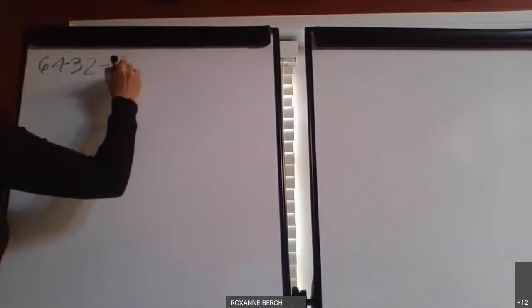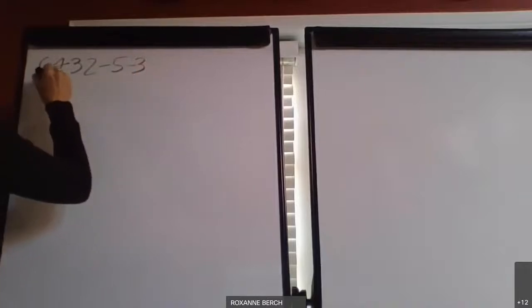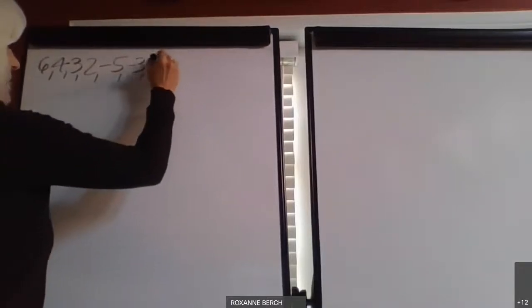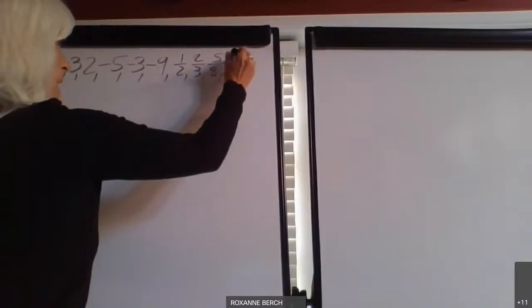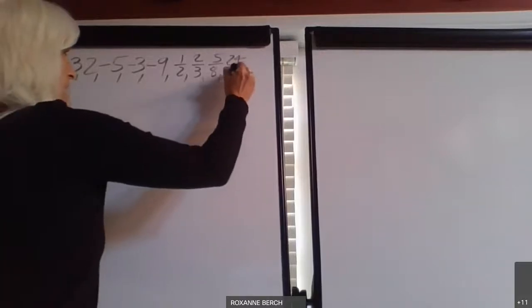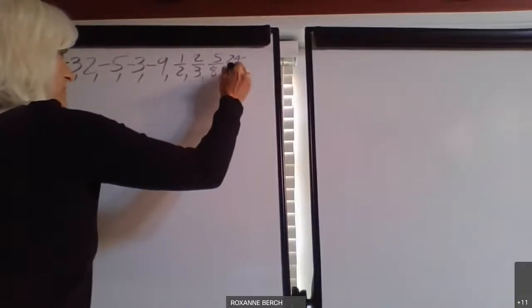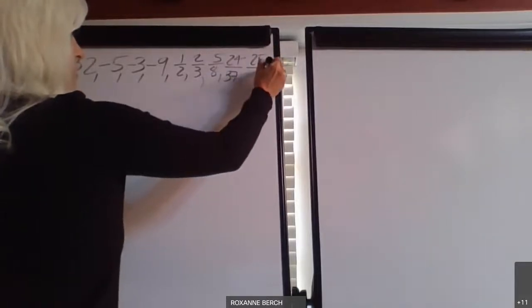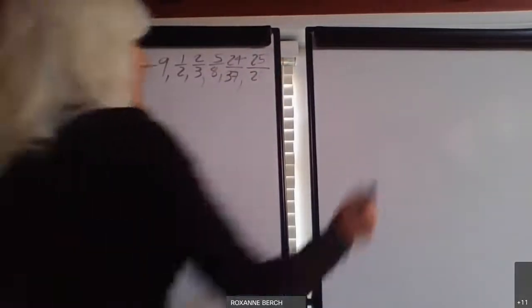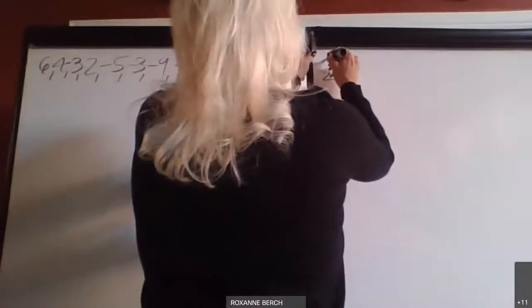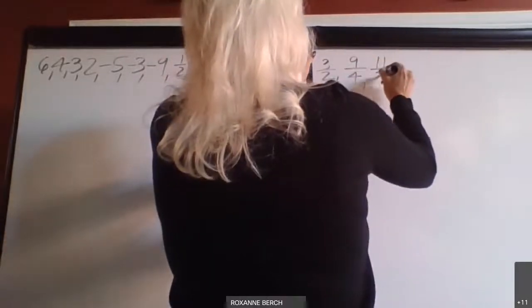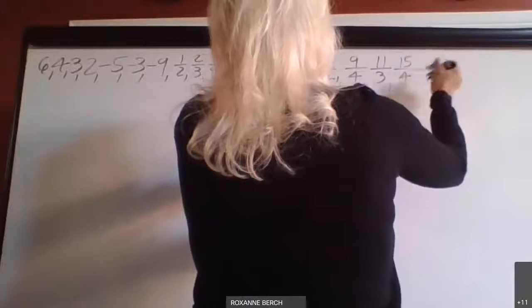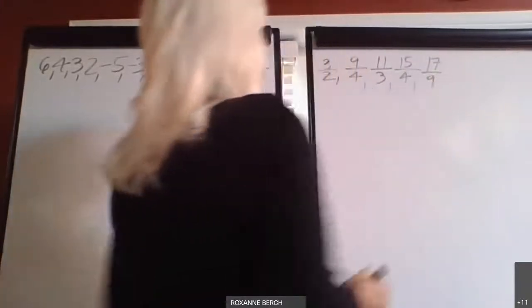So 6, 4, 3, 2, -5, -3, -9, 1/2, 2/3, 5/8, 24 over 39. No, 37, 25 over 26. And then over here we have 3/2, 9/4, 11/3, 15/4, 17/9.